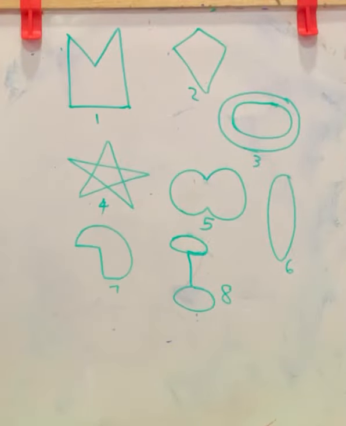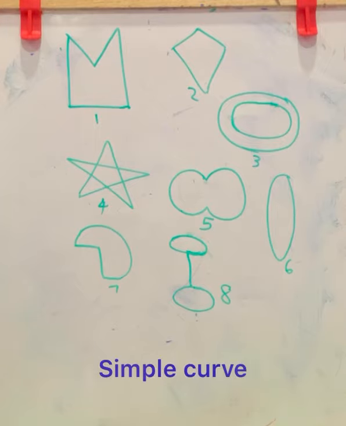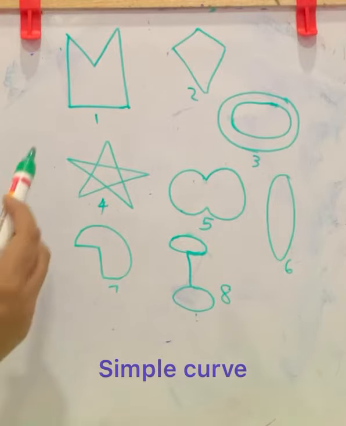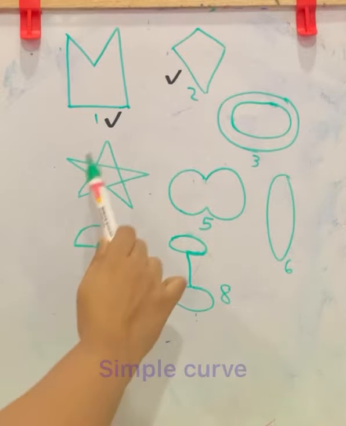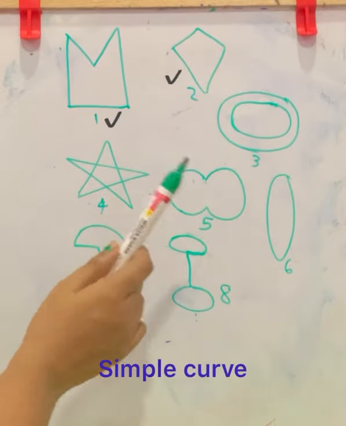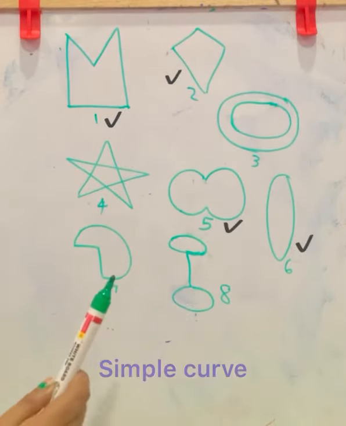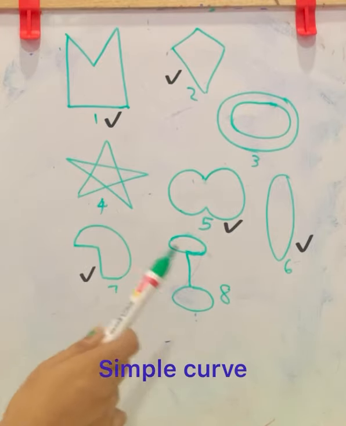Coming to exercise 3.1, given here are some figures. Classify each of them on the basis of the following. Simple curve. Which all are the simple curves here? This is a simple curve. This is also a simple curve. These are not simple curves. Again, this is a simple curve. This is a simple curve. This is a simple curve. This is not a simple curve.